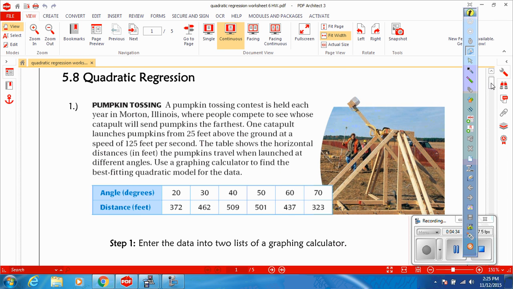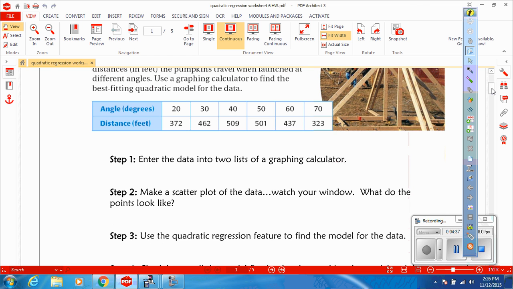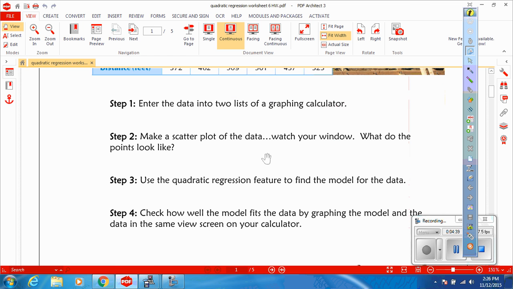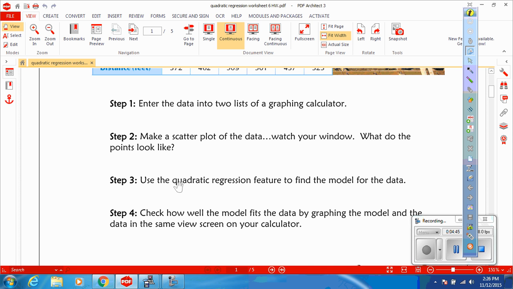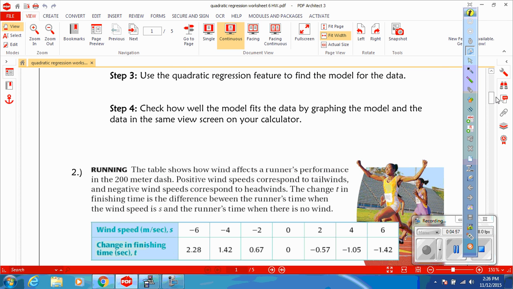So as we look at the rest of these questions, step one, enter our data into the list on the graphing calculator. They want us to make a scatter plot, so we can look at the scatter plot. That's what this is. Notice it's not necessarily telling us that we're turning this in. We're wanting to look at it and see what it looks like. We wanted to use the quadratic regression feature to find the model for the data, and then we want to check how well the model fits the data.